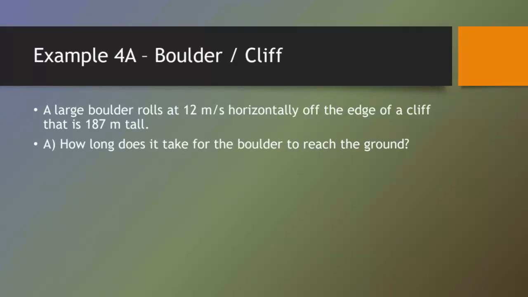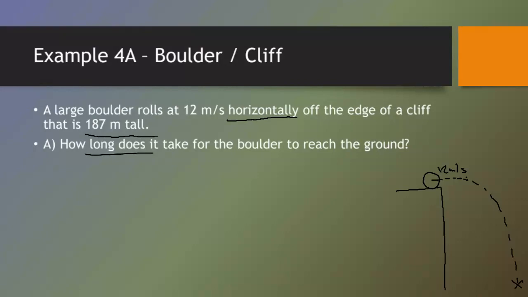So we have a large boulder that rolls at 12 meters per second horizontally off the edge of a cliff that's 187 meters tall. Okay, and so I believe I mentioned my terrible art skills last week. But it's going to roll off the edge of the cliff at 12 meters per second. And what happens as soon as it rolls off the edge of the cliff? Well, it starts to travel to the ground. How long does it take for the boulder to reach the ground?